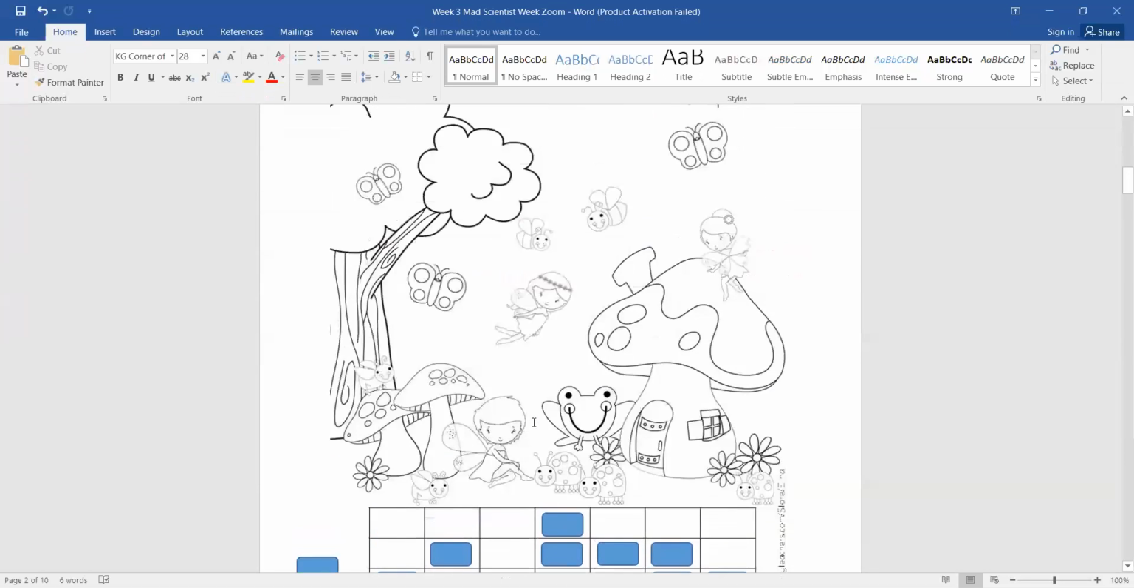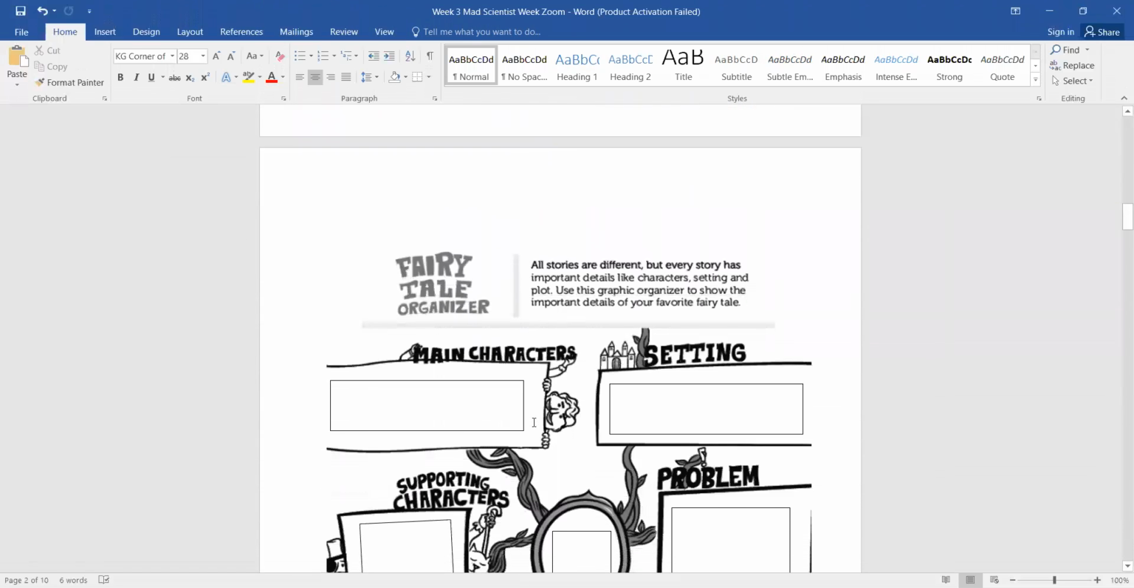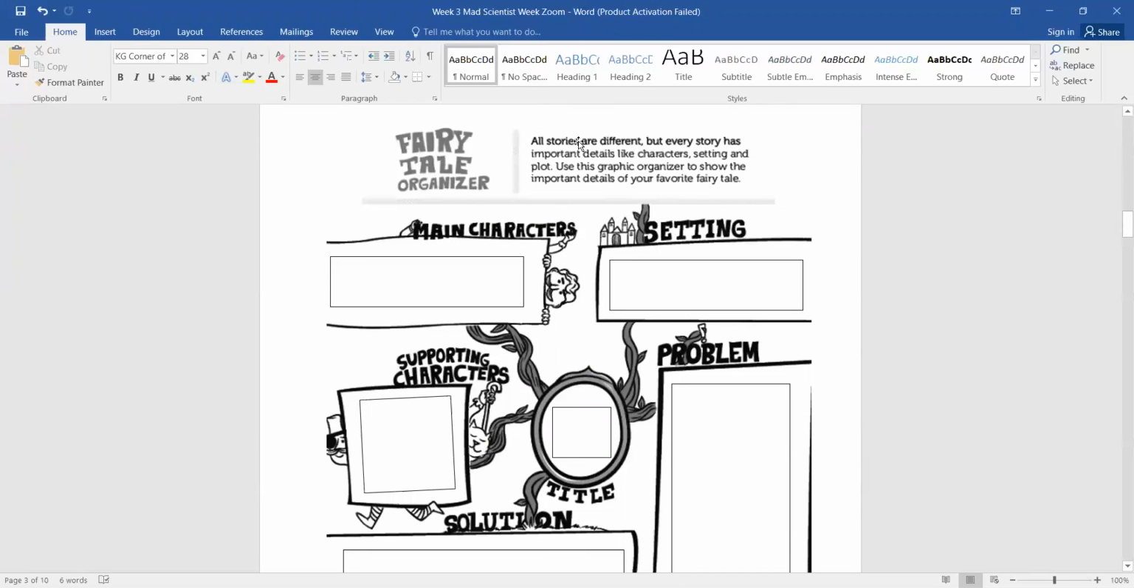Alrighty, that was not too hard. Let's keep going to our next worksheet. Since we're doing fairy tales this week, we're going to be doing an organizer. Here it says, all stories are different, but every story has important details like characters, setting, and plot. Use this graphic organizer to show important details of your favorite fairy tale.